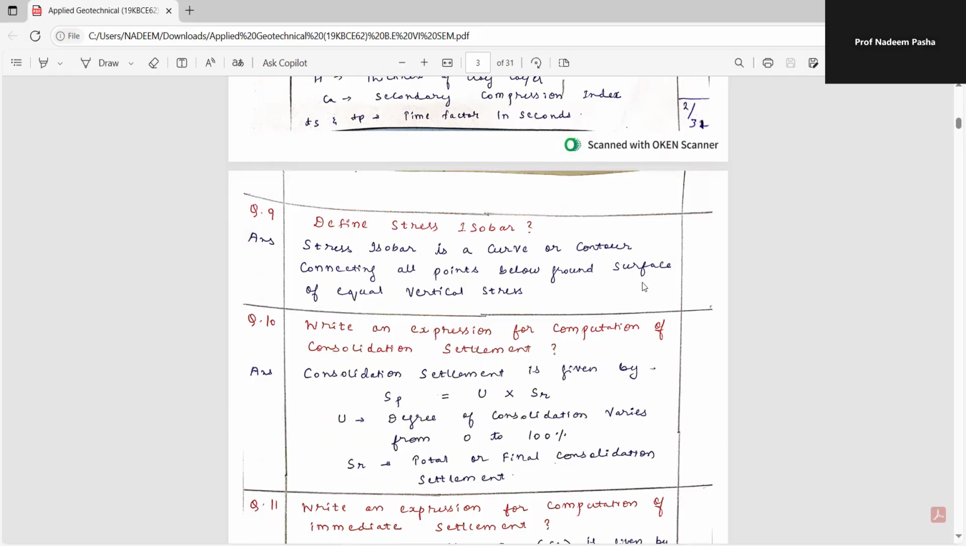Define stress isobar. Stress isobar is a curve or contour connecting all points below the ground surface of equal vertical stress.